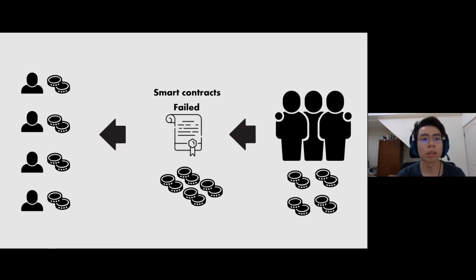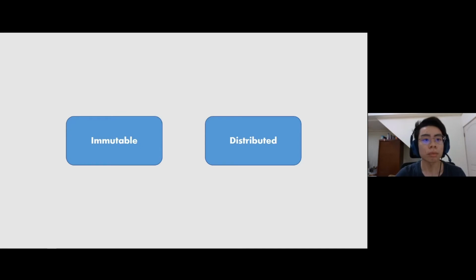And because smart contracts are stored on a blockchain, everything is completely distributed. With this technique, no one is in control of the money. But wait a minute. Why should we trust a smart contract? Well, because smart contracts are stored on a blockchain, they inherit some interesting properties. They are immutable and they are distributed.